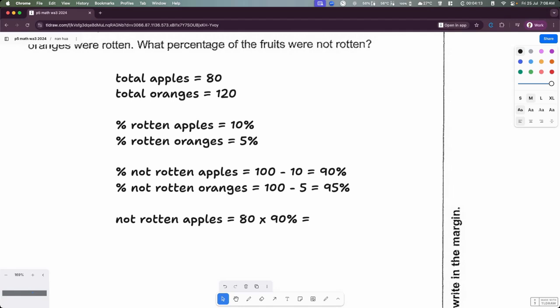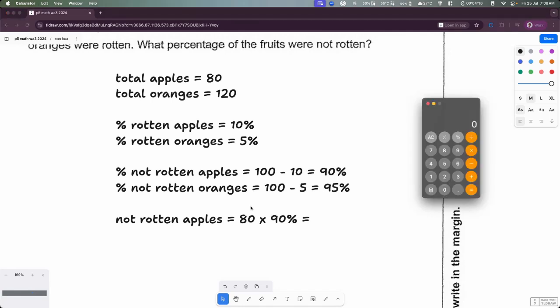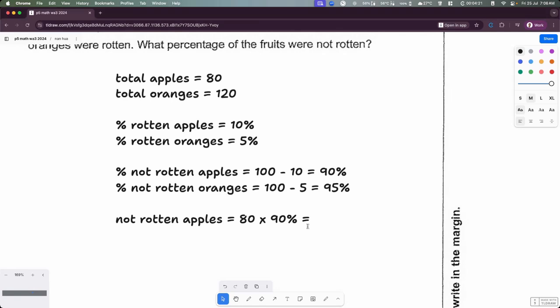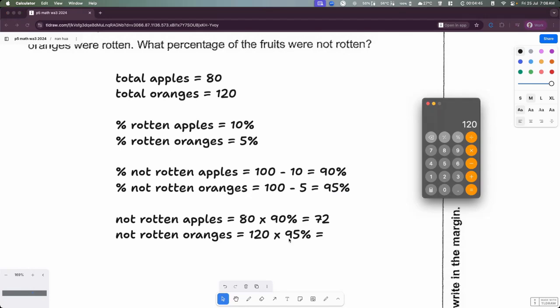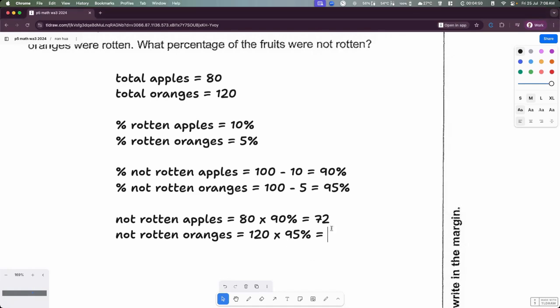Okay, so I'm going to use the calculator, right? So we're going to say 80 times 90%, and this will give us 72, right? So let's move on to the next one, which is not rotten oranges. The total oranges is 120, and not rotten oranges is 95%, so we use the calculator again. 120 times 95% is equal to 114.